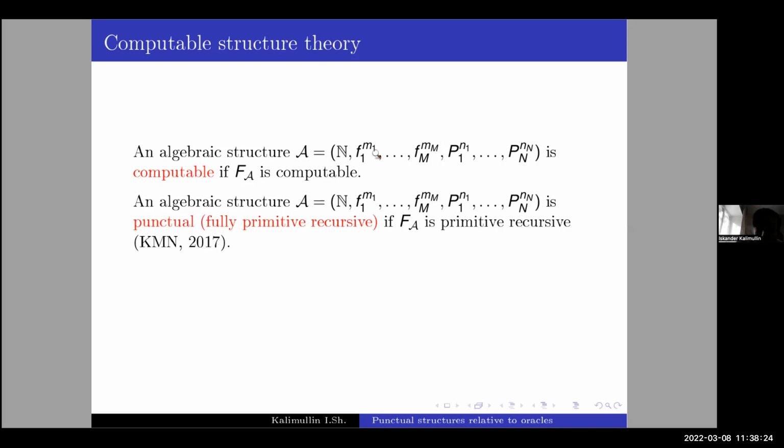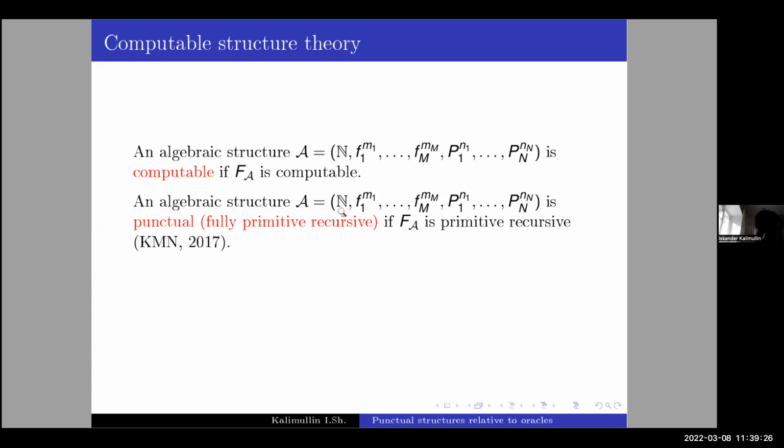The term punctual, or fully primitive recursive, was introduced in our joint paper with Sasha Melnikov and Keng Meng Ng. Of course, there are other papers and studies of primitive recursive structures, but we decided to concentrate on the case where the universe is the set N itself, not a primitive recursive subset of N. We found that it's quite natural to consider exactly that case.